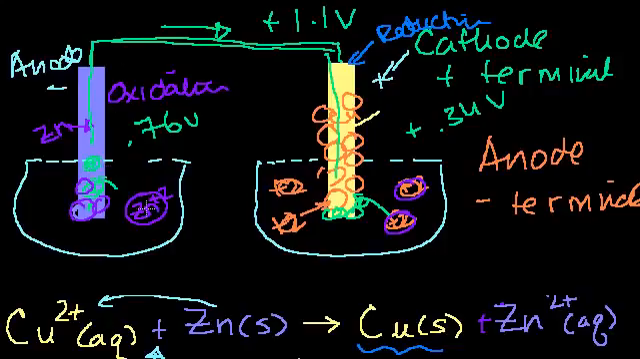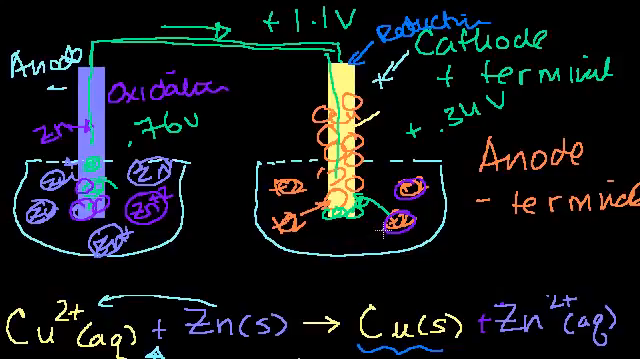But I see a problem here, because as this happens, you're going to have more and more positive zinc ions jump into the solution here. You have more and more positive zinc ions in here as this progresses. And you're going to have fewer and fewer copper ions in here.